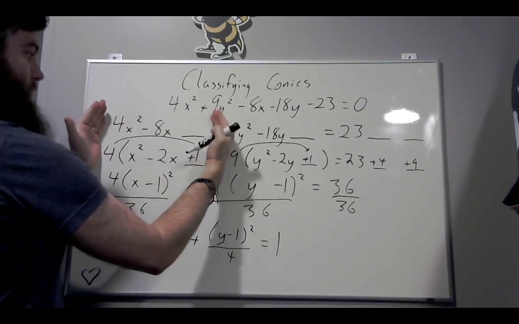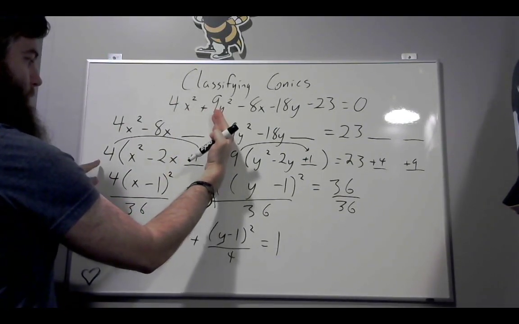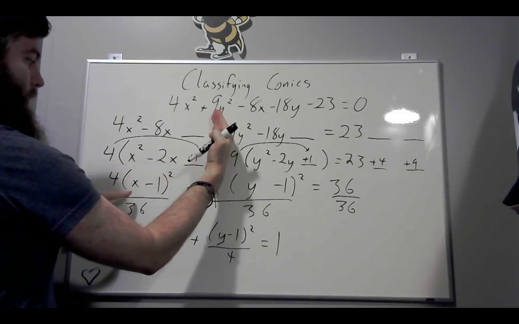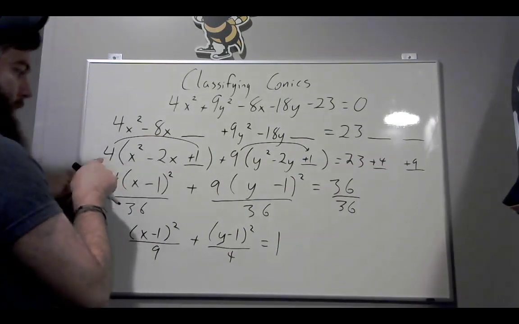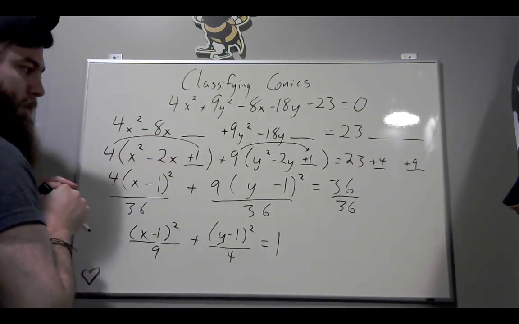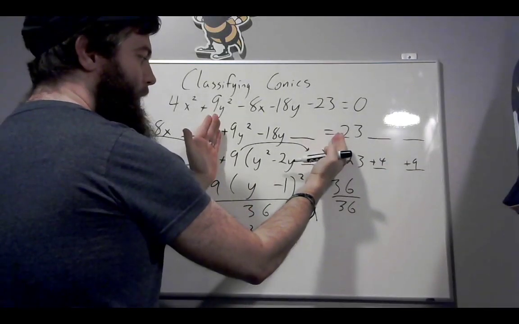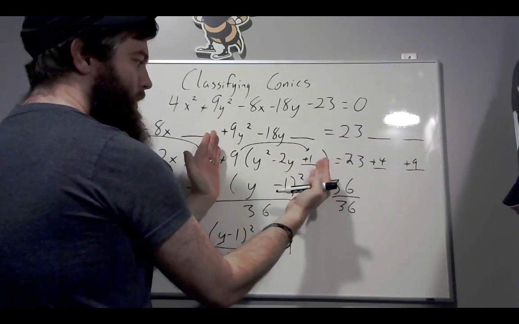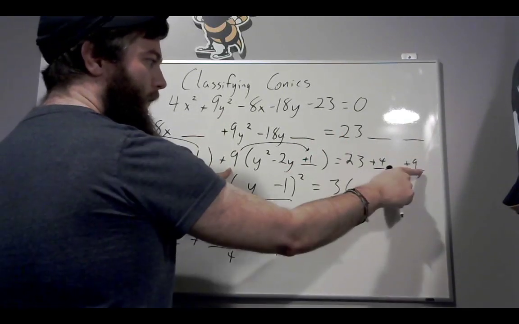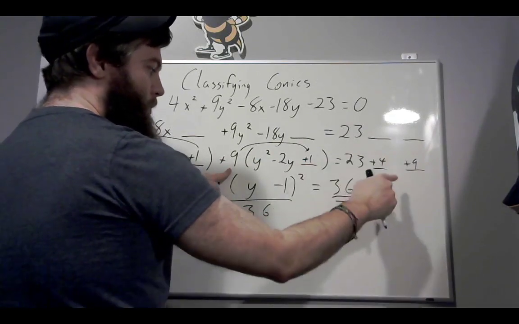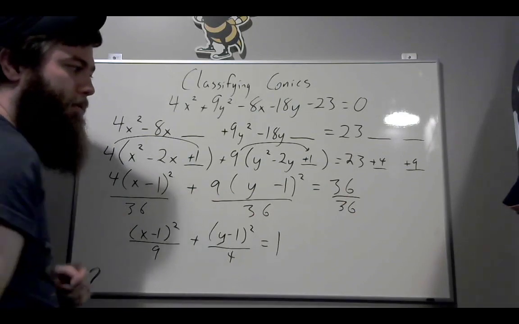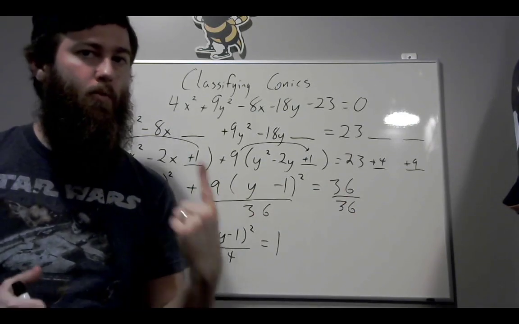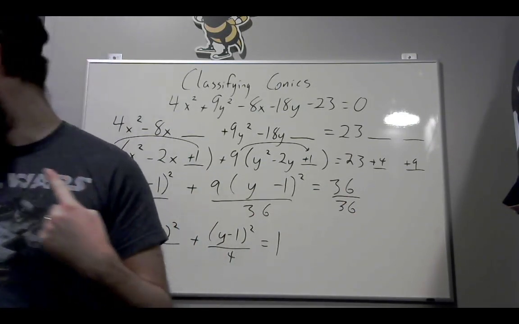So I factored out my 4, I then completed the square. I then needed to remember that I needed to add a 4 to the other side because that's 4 times that 1. Then the same over here, I completed this square, and I knew I needed to add a 9 to the other side because that's 9 times that 1. And then the last thing, I just divided by whatever number was over here on the right side because I need it to equal 1 to be in that standard equation.